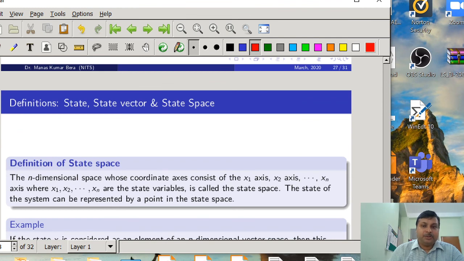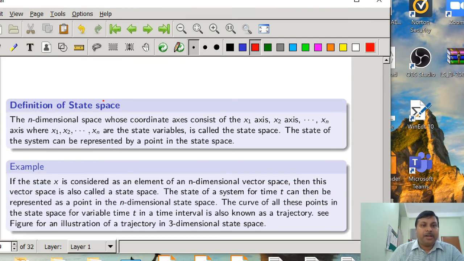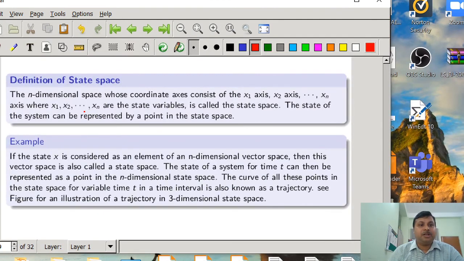state space. So this is the state space definition we are giving, but when I discuss the vector space, I will correlate why it is called state space. The definition of the state space: the n-dimensional space whose coordinate axes consist of the x1 axis, x2 axis, up to xn axis, where x1, x2, xn are the state variables, is called the state space.